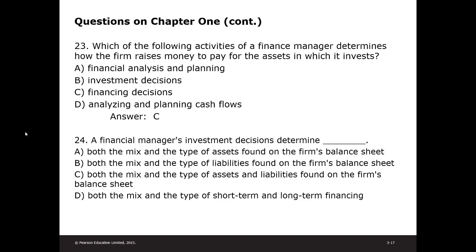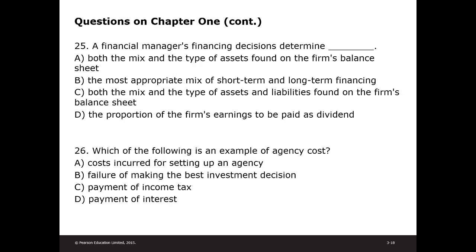A financial manager's investment decision determines: both the mix and the type of assets found on the firm's balance sheet; both the mix and the type of liabilities found on the firm's balance sheet; both the mix and type of assets and liabilities found on the balance sheet; or both the mix and the type of short-term and long-term financing. I think the answer will be A, because investment decisions only consider the type of assets found on the firm's balance sheet. The liabilities on the balance sheet are considered financing decisions, not investment decisions. So the assets only are considered investment decisions.